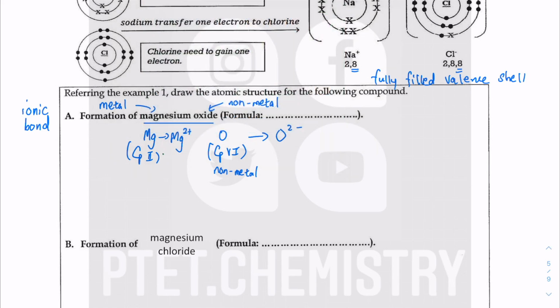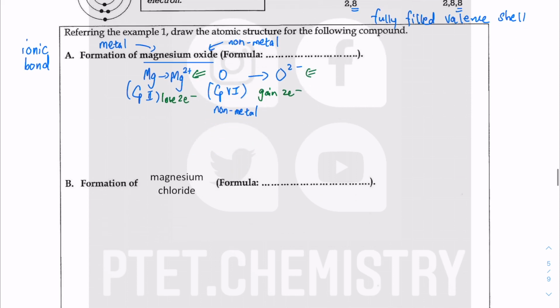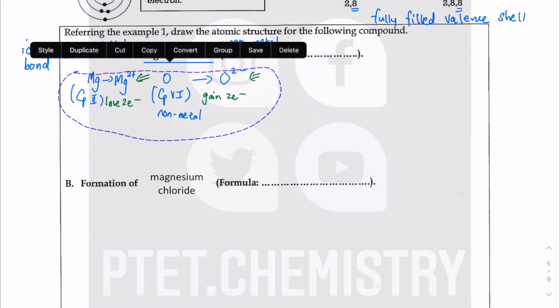So what we can say is the atom loses 2 electrons. This one gains 2 electrons. So what we're going to get is, this is the cation, this is the anion. Anion is negatively charged, cation is positively charged. I've got to show the formation of it. So let's try and do that.